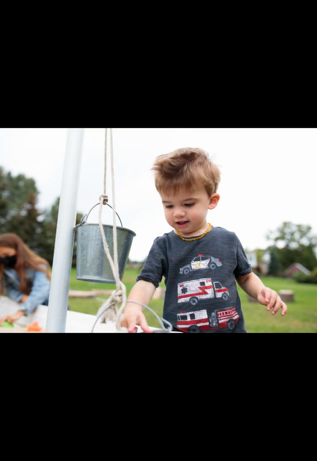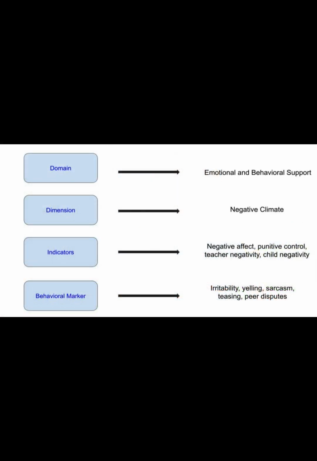Negative climate reflects the overall level of expressed negativity in the classroom. The frequency, quality, and intensity of teacher and child negativity are the key to this scale. In classrooms with negative climate, educators may use an irritable or sarcastic tone, become visibly angry, yell at children, make threats, or shame and tease children. Children may fight with their peers or remain angry or frustrated for long periods of time. With CLASS, we look for the following indicators of negative climate: negative affect, punitive control, teacher negativity, and child negativity.